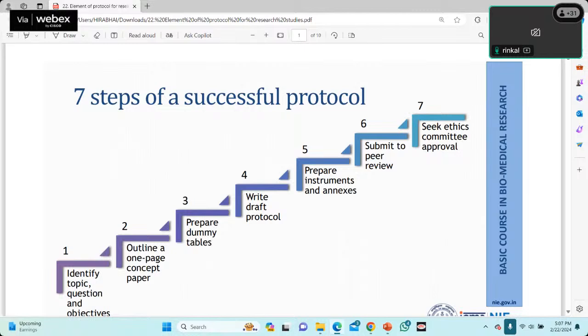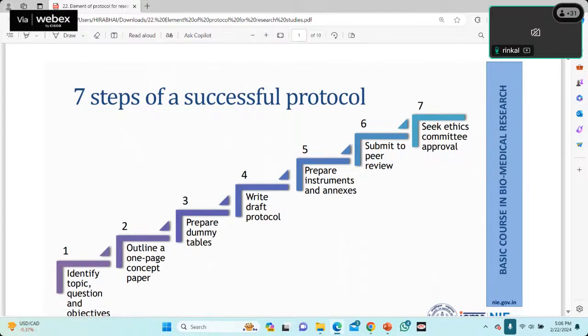Once your concept is ready, you will now be able to prepare a dummy table based on your questions and objective. See, what are your objectives? Objectives are the things which lead to achieving your aim, and the same will be reflected in the result and conclusion. So whatever we want to achieve in the objective, we will prepare a dummy table based on the objective. For example, my study is a demographic analysis of COVID patients. Then what comes in demography, age, sex, geography, socio-economic status, all will be my objectives. So the same will be reflected in the dummy table.